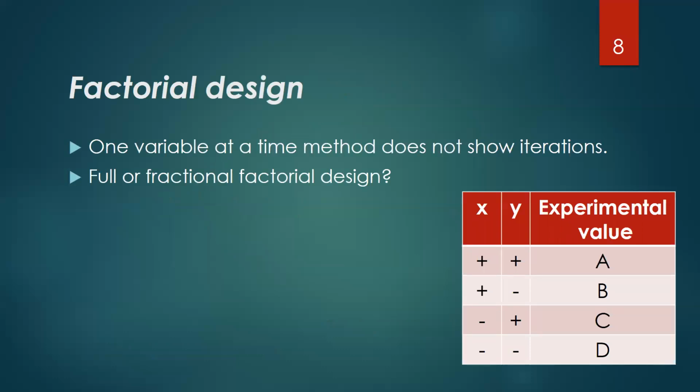Factorial design is when you have a system, a process, with some inputs and some outputs, and you want to optimize the output. Let me give you an example. You have a company producing motorcycles, and the important output is the speed of the motorcycle. It depends on different factors.